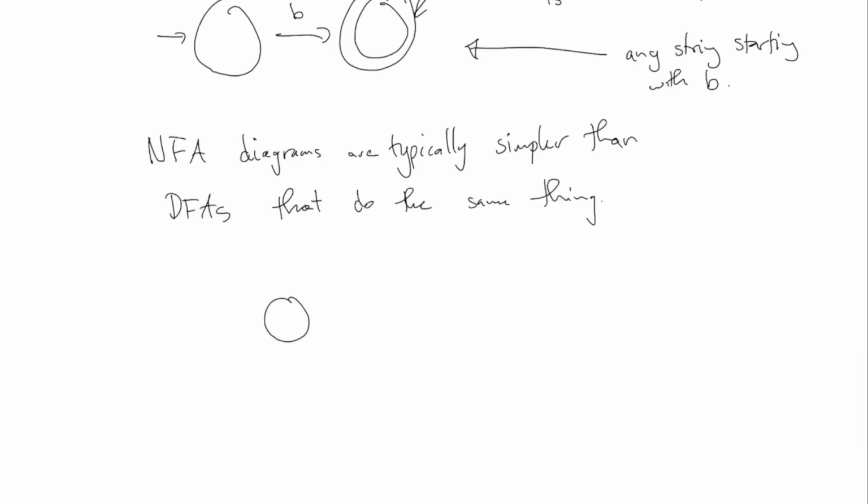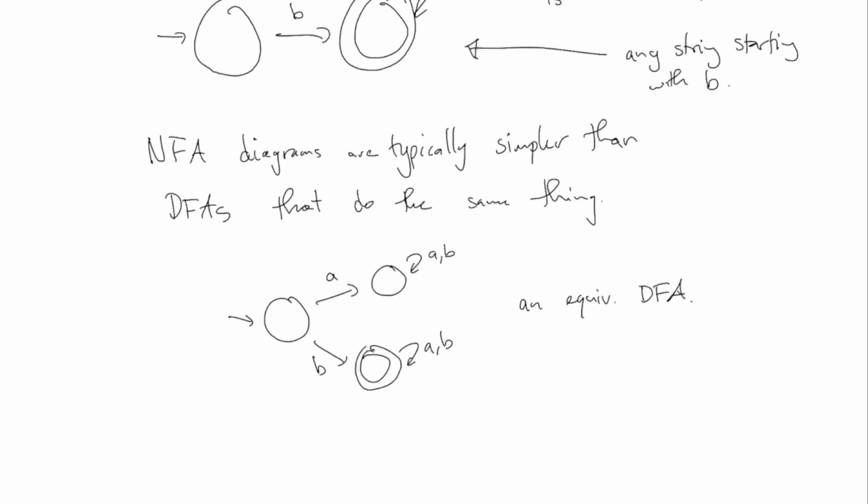That's because, for instance, to make a DFA that does the same thing, it would have to have 3 states, I think. This would be a failure state. This would be an accepting state. So this is an equivalent DFA, right? But this equivalent DFA must be more complicated. So with NFAs, you can sometimes use them to simplify a DFA diagram. Write it as an NFA diagram. And they are often just easier to understand when you look at them.